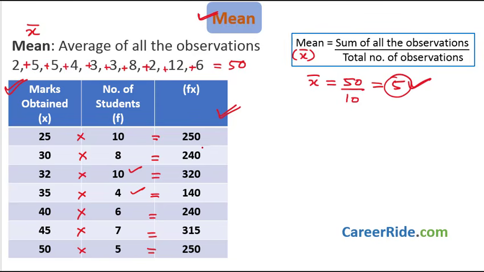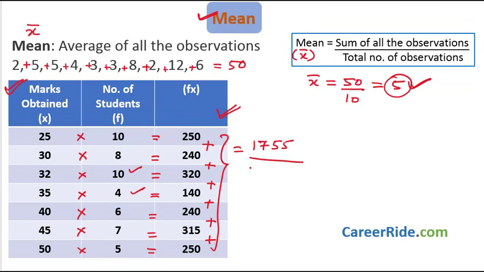Okay. Now, what is the total marks of this class? You will add up all these marks, right? 250 plus 240 plus 320 plus 140 plus this plus 315 plus 250. So this is the total marks of this class. If you add up all this, it adds up to 1755. I have checked it. You can check it too, right?